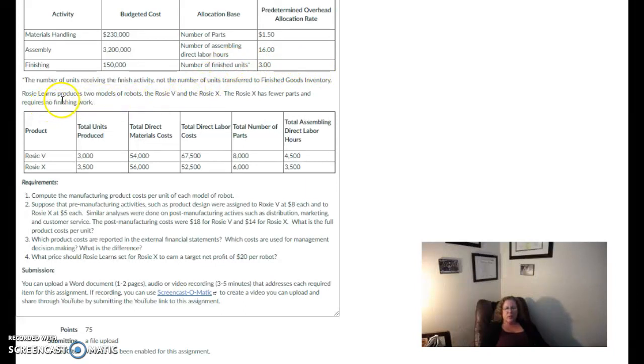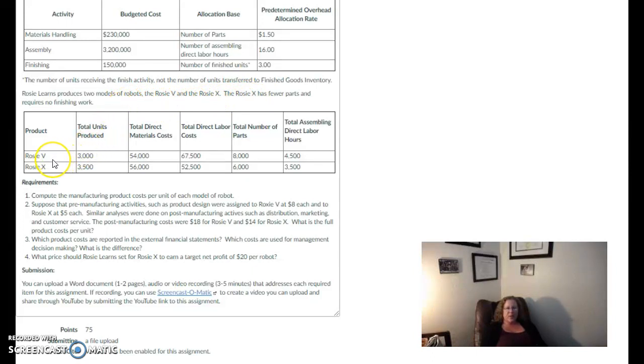And then it says Rosie Learns produces two models of robots, the Rosie 5 and the Rosie 10. The Rosie 10 has fewer parts, and this is important, it requires no finishing work. Okay, so even though they're giving you this information up here about the finishing cost, you have to remember that the Rosie 10 has fewer parts and it requires no finishing work.